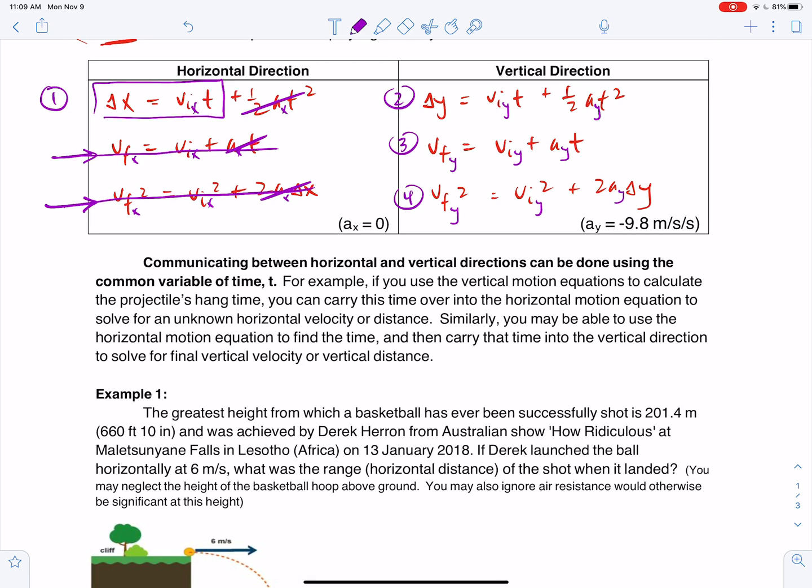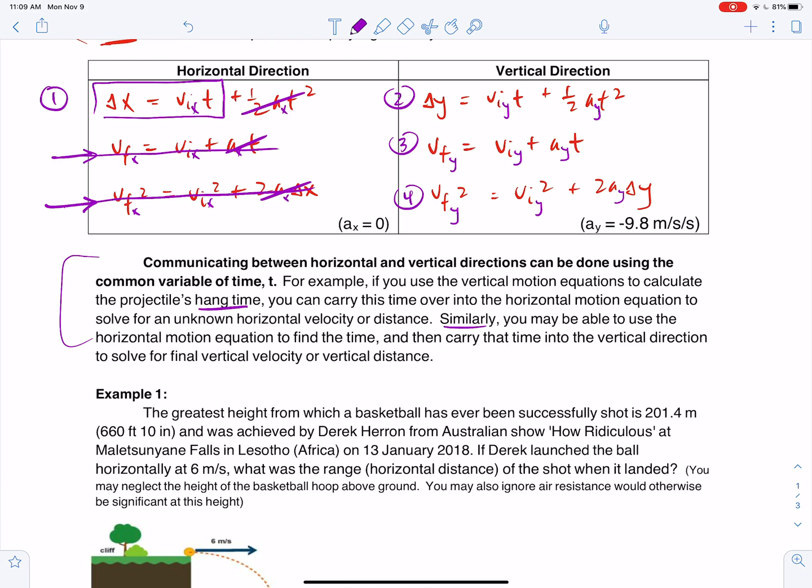Communicating between horizontal and vertical directions can be done using the common variable of time. For example, if you use the vertical motion equations to calculate the projectile's hang time, this would be the amount of time that the projectile spends when it's in the air. You can carry this time over into the horizontal motion equation to solve for an unknown horizontal velocity or distance.